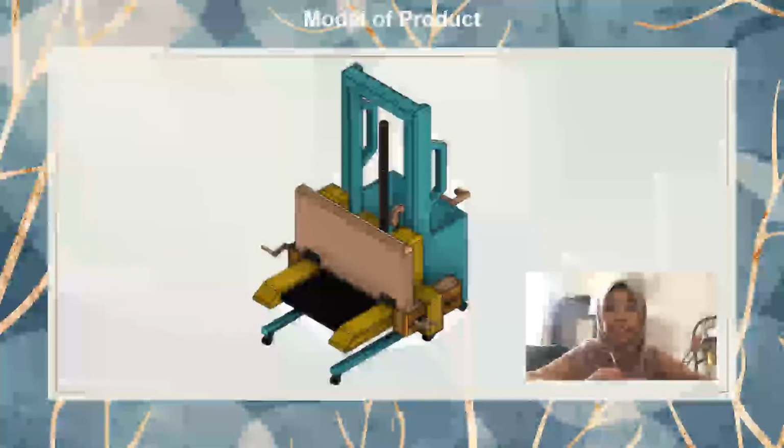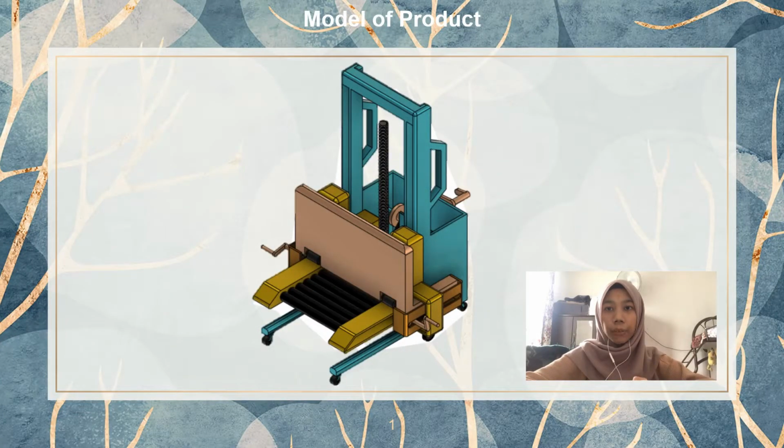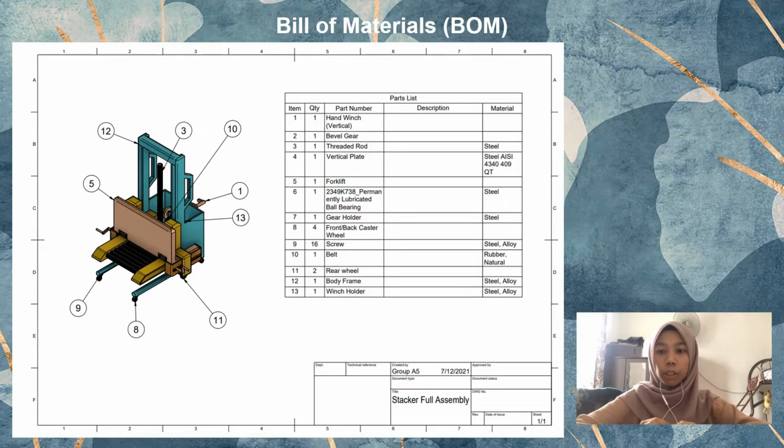Next, I will present about the model of our product. This is the finished model of our product. The colored components are the main parts of our product, which consist of the body frame, the wheel, the hand winch, and the forklift. The table shows the bill of material of our product.